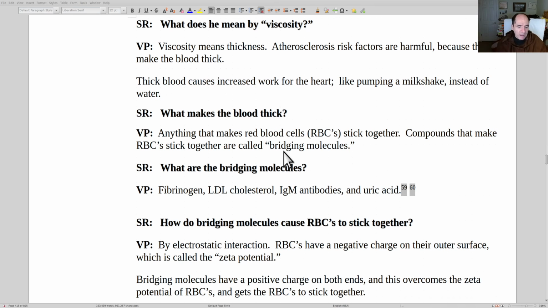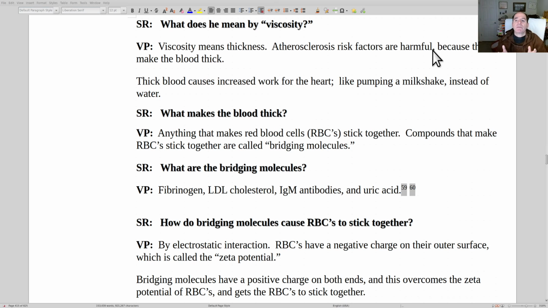But if you put a molecule in between that has a positive charge, like let's say these blue pens have a positive charge on them, that will stick them together. And thick blood makes more work for the heart, because the purpose of blood pressure is to pump blood to the top of your head. That's where your cerebral cortex is. You have to pump blood against gravity.